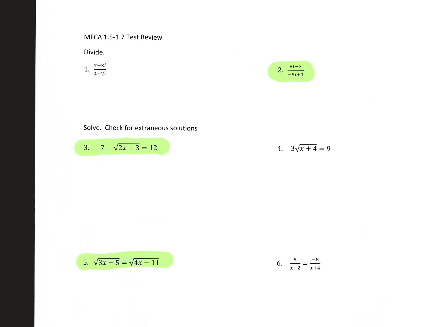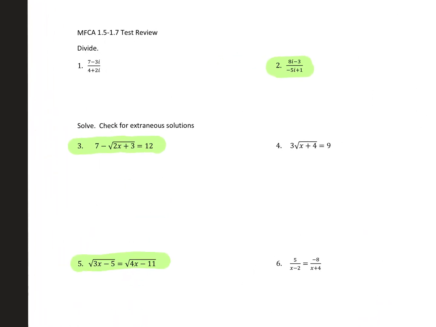All right, okay, guys. The review should be pulled up. Your test tomorrow is 12, 13 questions, something like that. Anything that we have talked about in 1.5, 1.6, 1.7, you guys could possibly see. So I'm going to go over different types just to make sure that you understand.